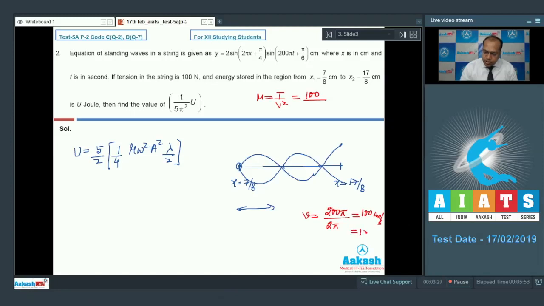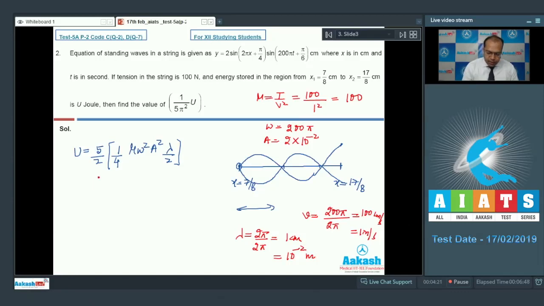So it is equal to 1 meter per second. So if I substitute the value of V as 1 square, then the value of mu in SI unit comes out to be 100. The value of omega, as I have already known, is 200 pi. The value of A is 2 centimeter, so 2 into 10 to the power minus 2 meter, and the value of lambda can be found out by 2 pi by k, and the value of k is 2 pi. So it is equal to 1 centimeter or 10 to the power minus 2 meter.